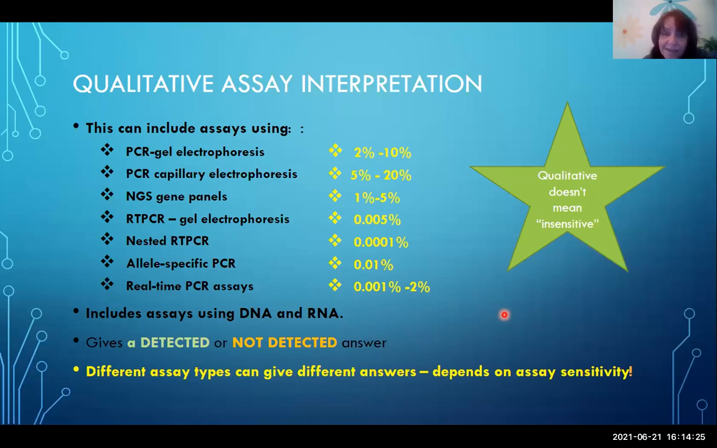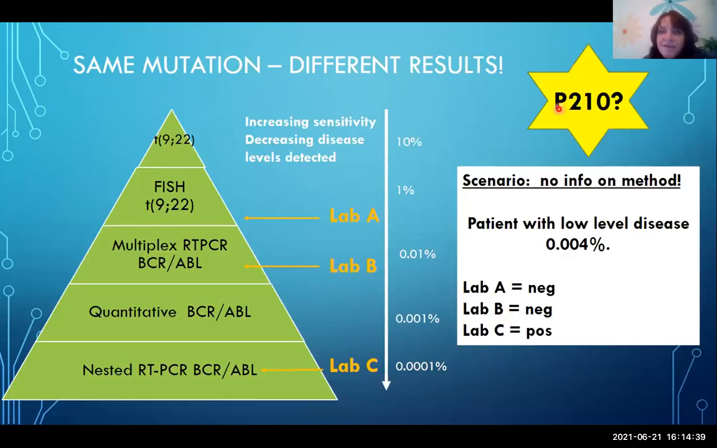And this is where it's really important to know what test you're asking for and to understand, on the report, when it says a limitation of an assay when something is not detected, what does that mean? So this is just a quick example. Say, for instance, somebody is asking for a P210 assay, and you get a report back where you have absolutely no information on the method that was used. So you've sent in the patient, which you suspect has got low-level P210 disease, so say for instance 0.004%.